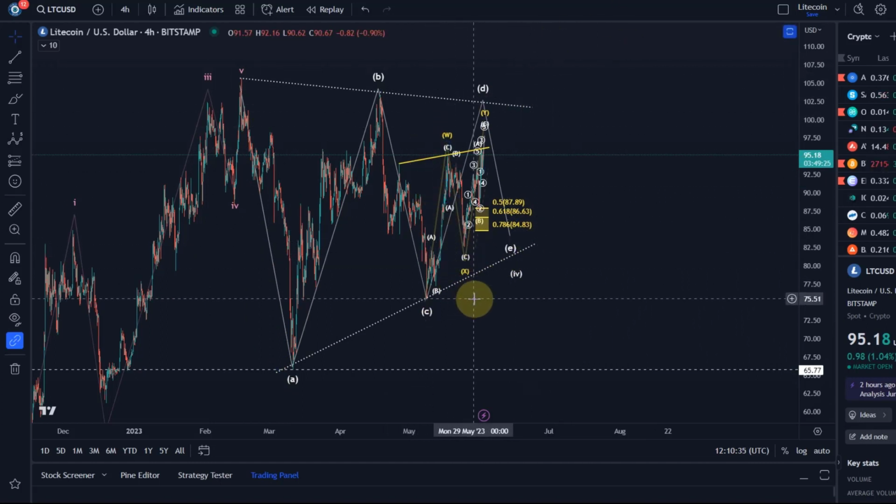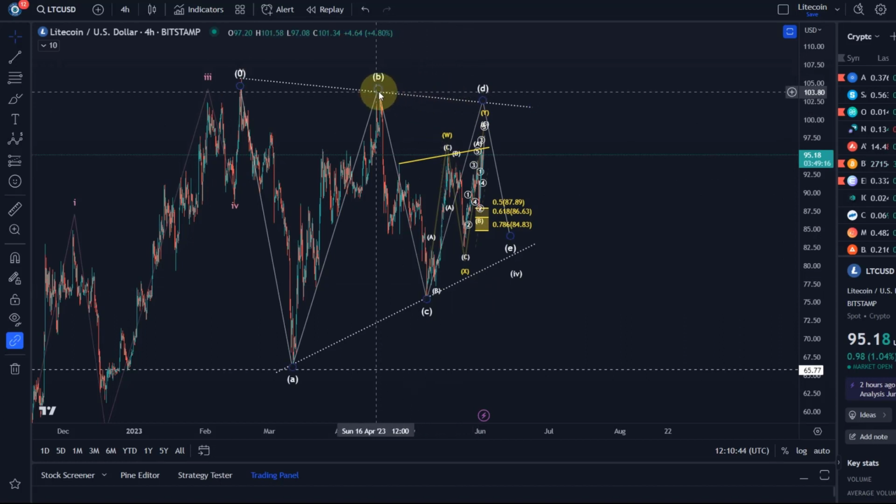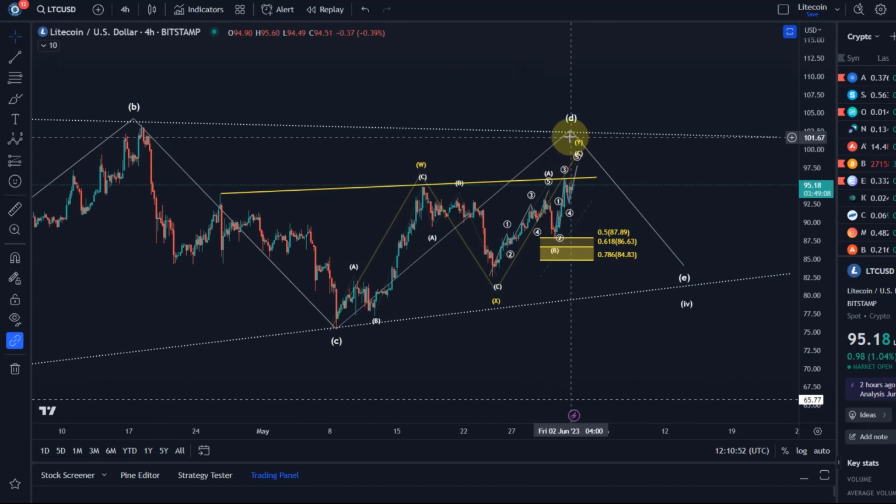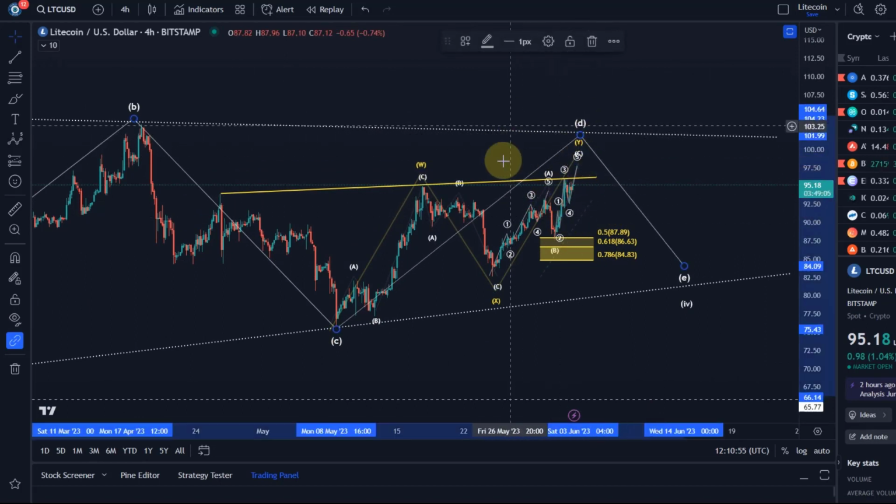Already a break below the C wave low at around 75.50 will be a warning that the triangle is not going to work out, and a break above the B wave high at roughly 103.50 will unlock much higher prices. That would be the actual breakout we're waiting for out of the triangle. Now it looks like we are currently completing the D wave of the triangle. So target range between $98 and $102 for that. Talked about that in previous videos.